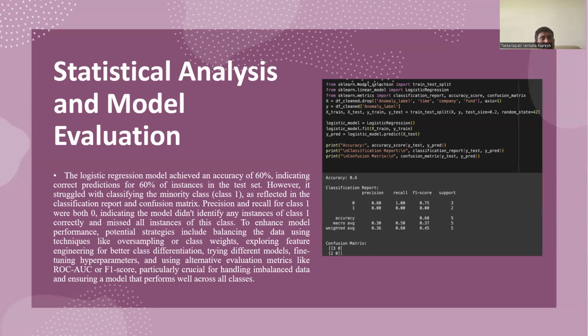The logistic regression model achieved an accuracy of 60%, indicating correct predictions for 60% of instances in the test set. However, in its classification report and the confusion matrix, precision and recall for class 1 were both 0, indicating the model did not identify any instances of class 1 correctly and missed all instances of this class.